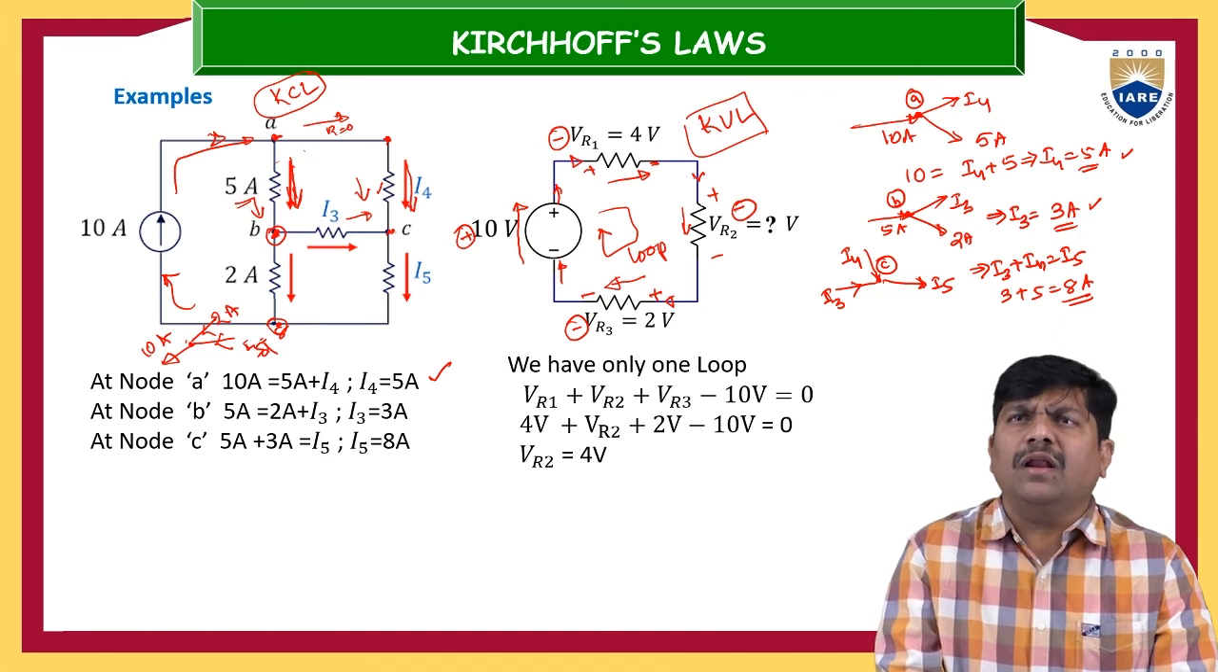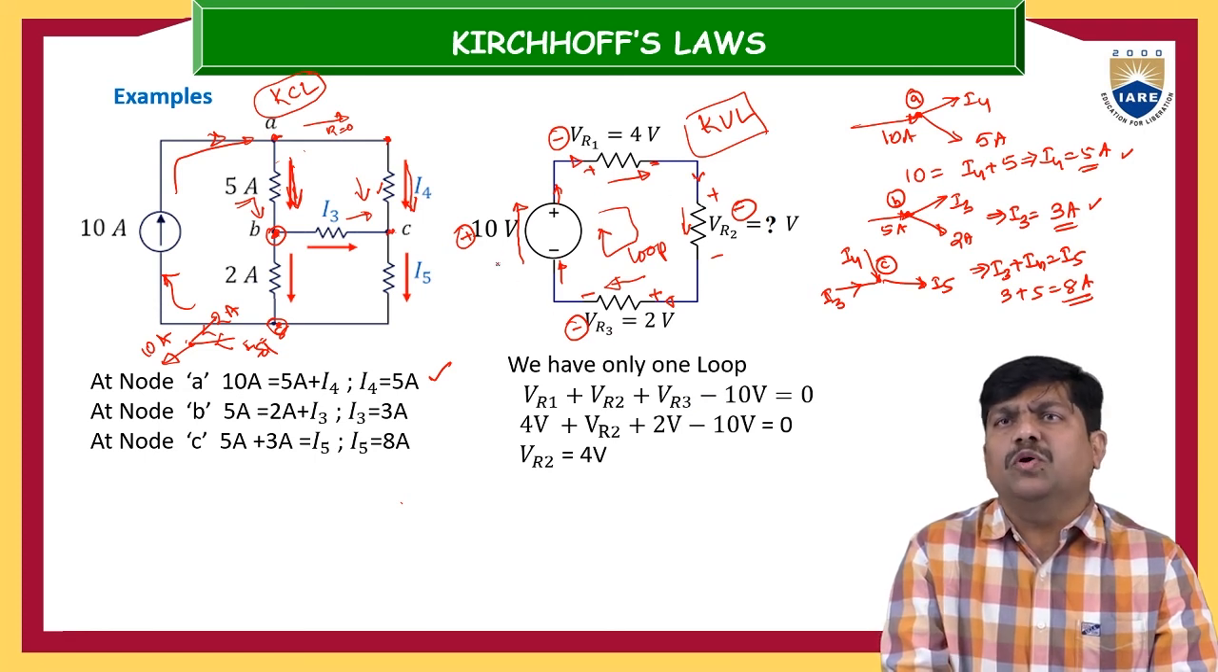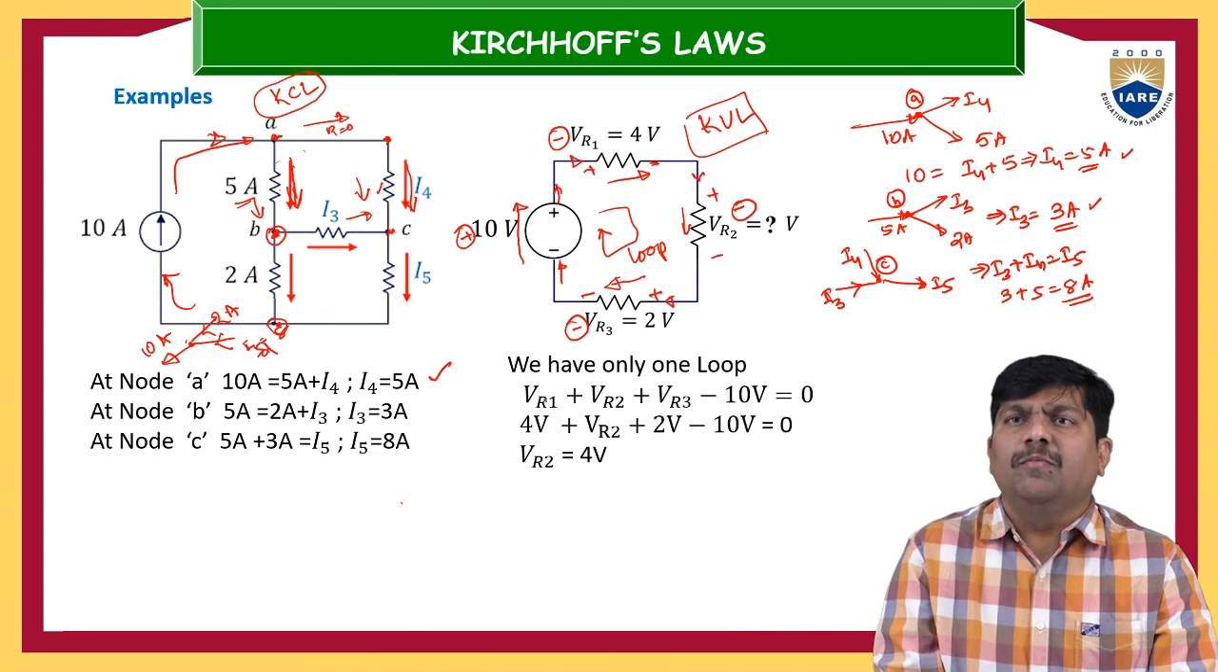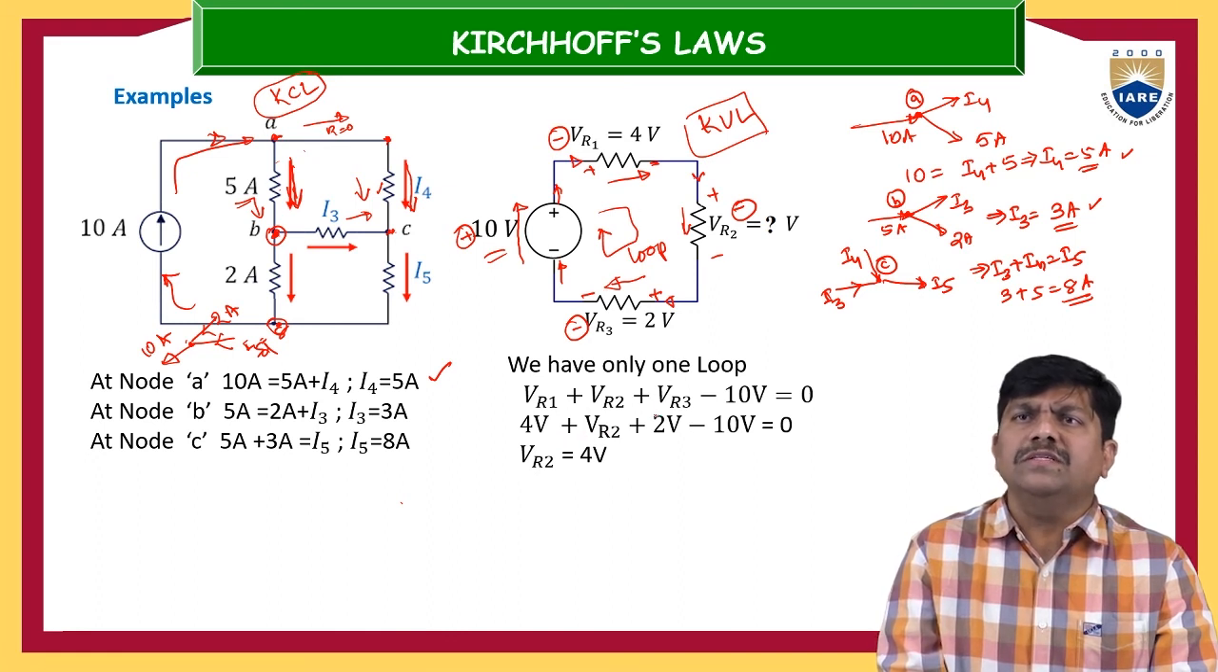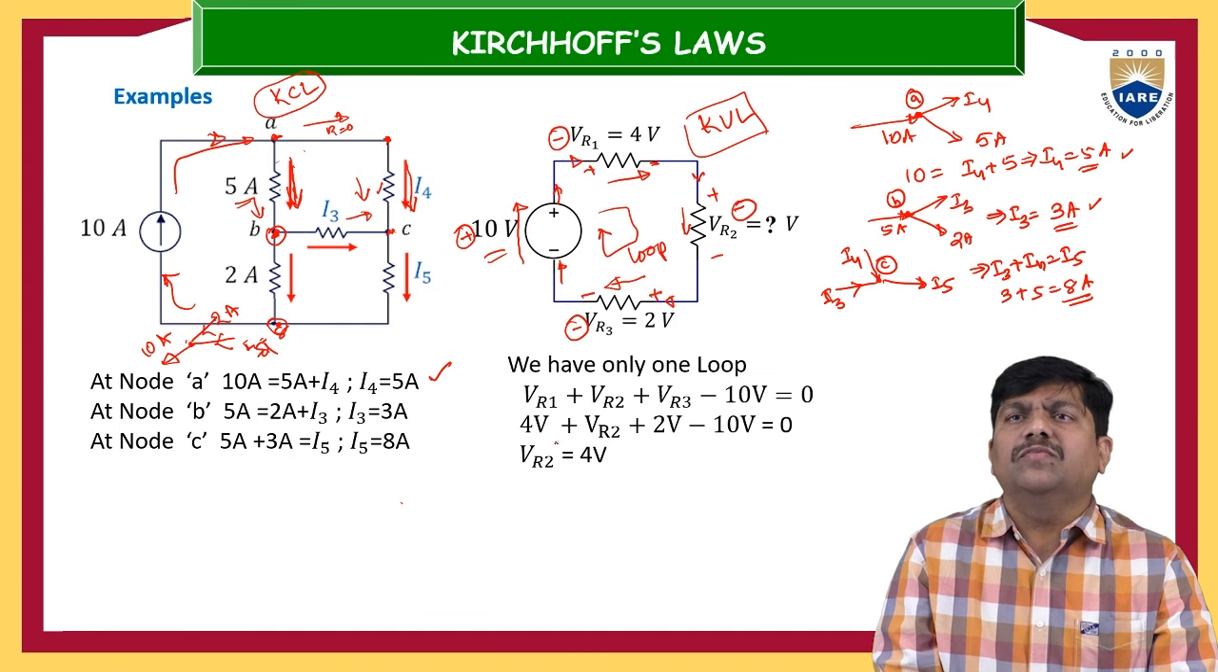Now, like this, we have marked different potentials. Then the algebraic sum is VR1 plus VR2 plus VR3, because all these three are negative and this is only positive. So if you bring everything to one side, then minus VR1 minus VR2 minus VR3 plus 10V is equal to 0. 10V is the value of this source, 10 volts. And VR1 they have given as 4 volts, VR2 is unknown to us, and VR3 is 2 volts. So 4 plus 2 minus 10, then VR2 we are going to get as 4 volts.